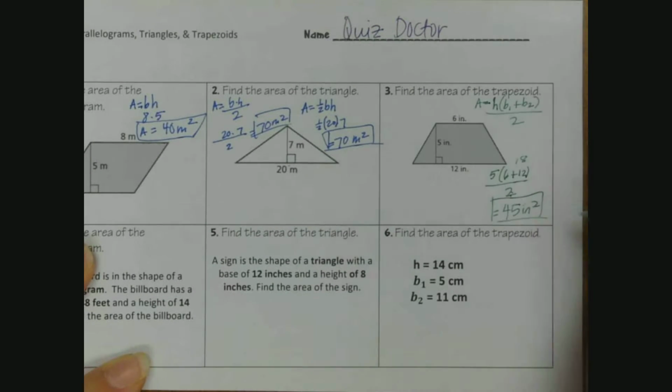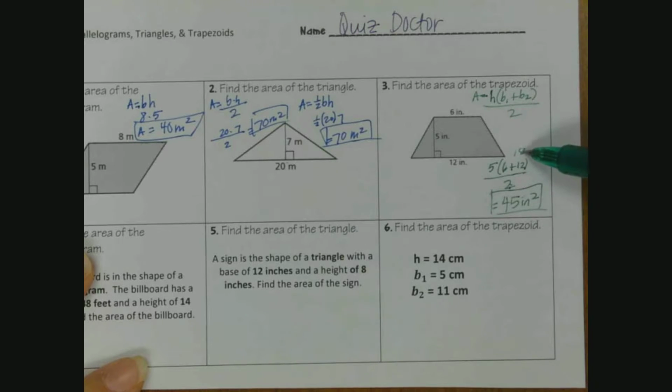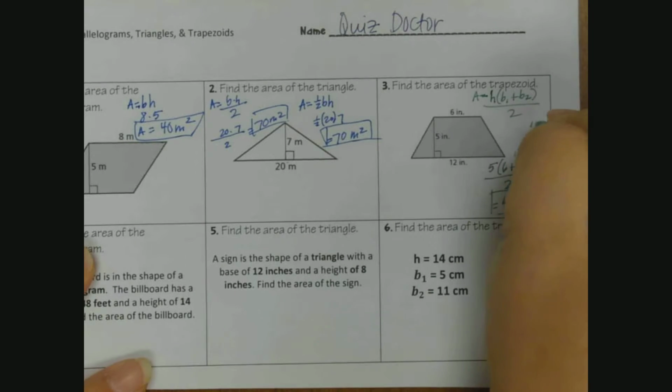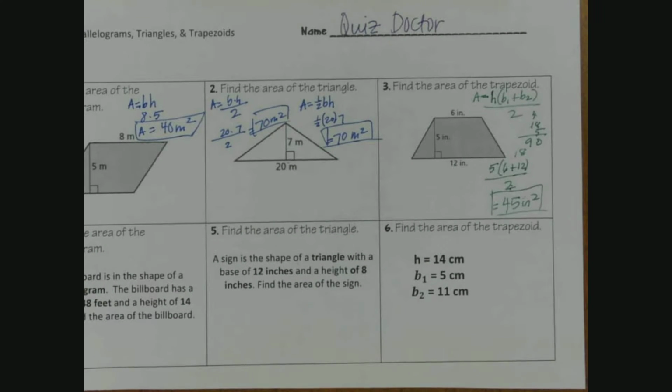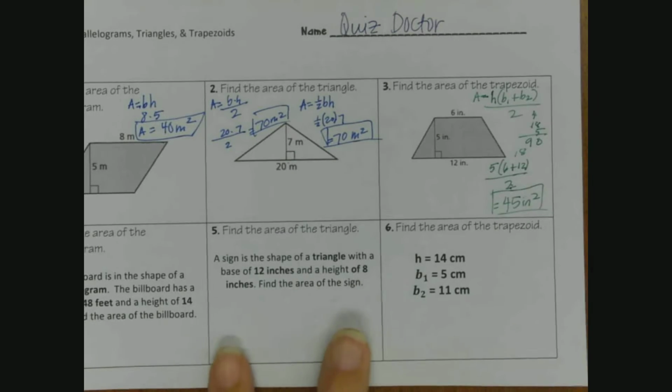If you wanted to go ahead and do 18 times 5, that would be 90, and then you would divide 90 by 2, and you would still get 45 inches squared. So that's how you do number 3.